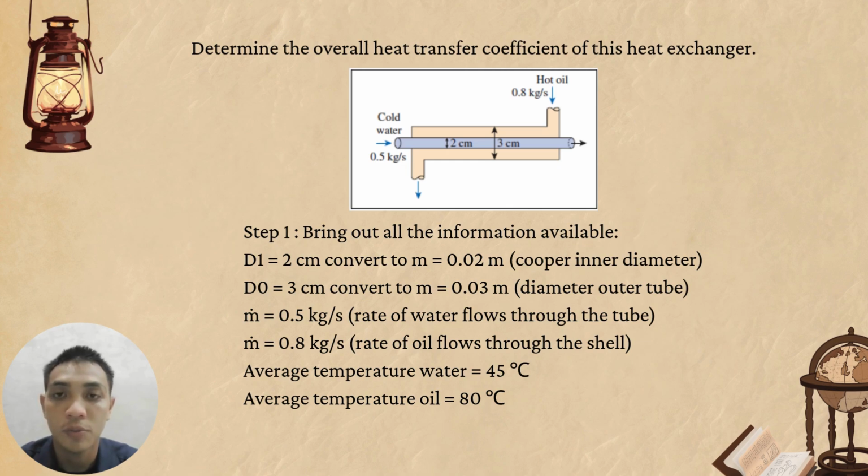For step 1, we must bring out all the information available. D1 is 2 cm and DO is 3 cm. We must convert to meters, and we get D1 is 0.02 meter and DO is 0.03 meter. The rate of water flow is 0.5 kg per second, and the rate of oil flow is 0.8 kg per second. For the temperature, the water is 45 degrees and the oil is 18 degrees.